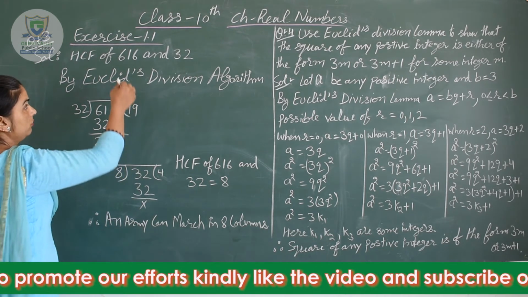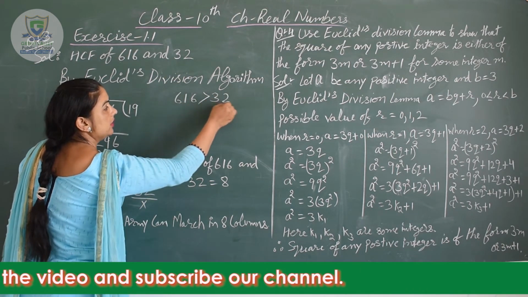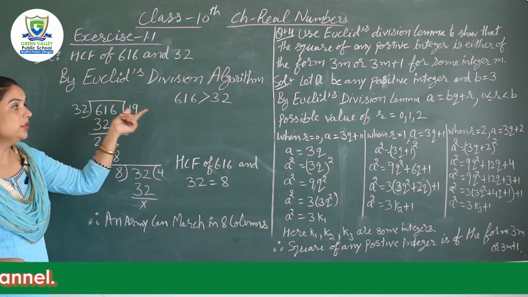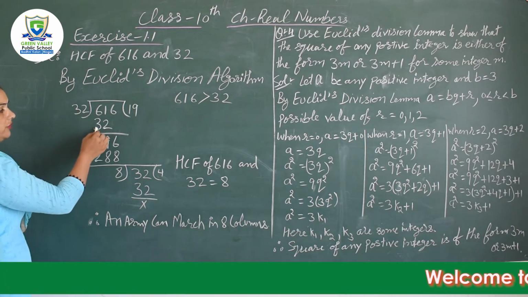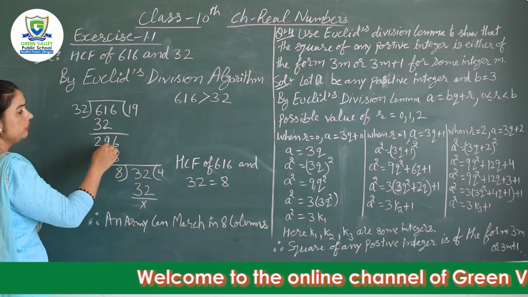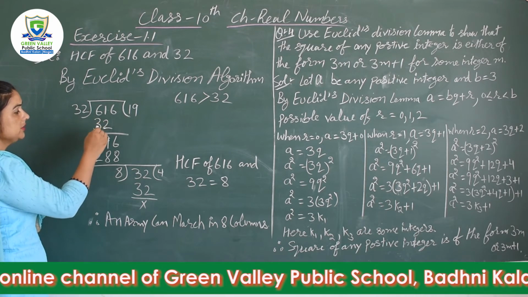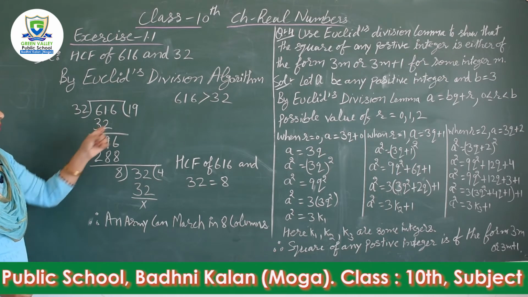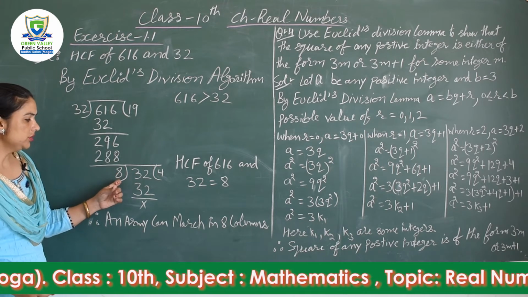So in this, first of all we'll check which number is greater. We know 616 is greater than 32. So the greater number we will choose as dividend, and the smaller number we will take as divisor. Then we'll start dividing. Very first it will go 1 time and we'll get 32. Here we'll get 11 minus 2, that is 9, and here 2. 5 minus 3, that is 2. 6 will come down. Again 296. It will go 9 times and we'll get 288. We're left with 8.